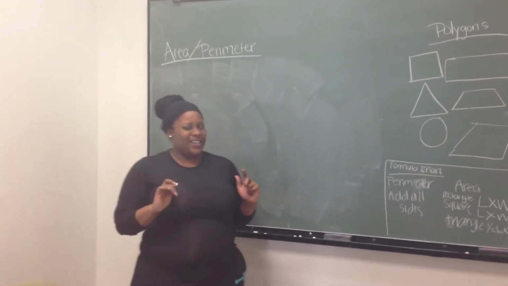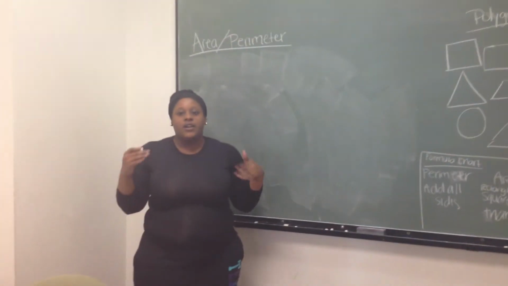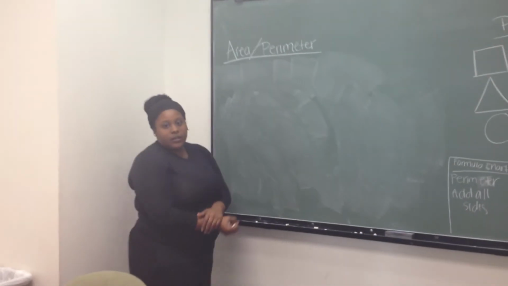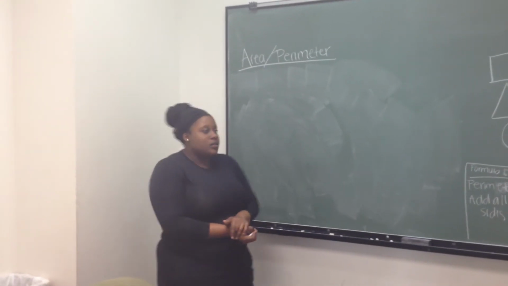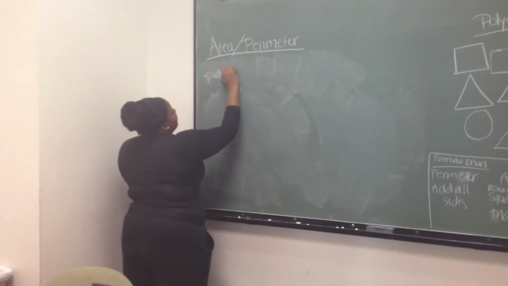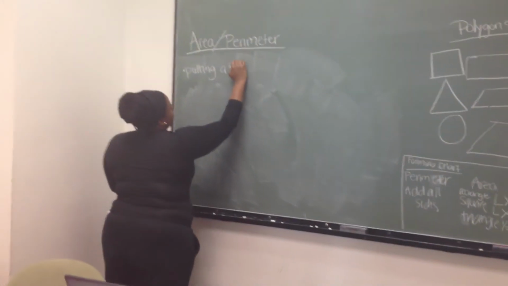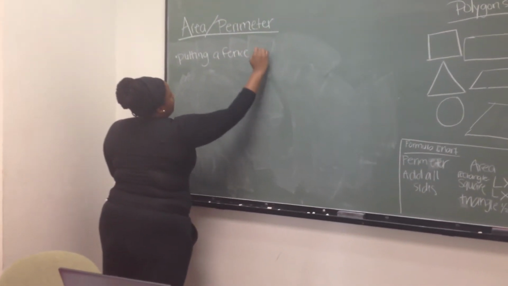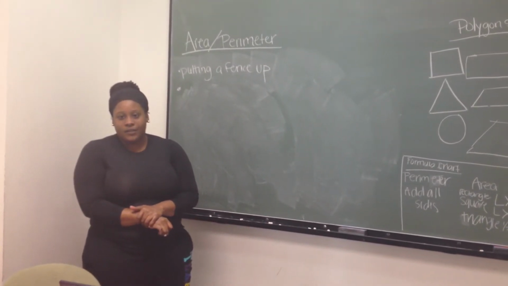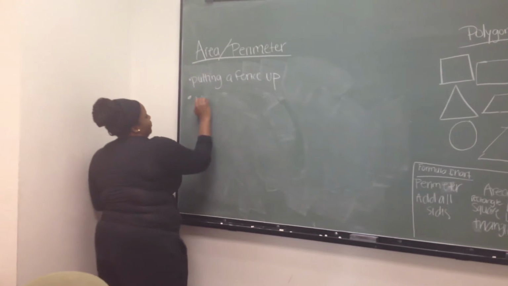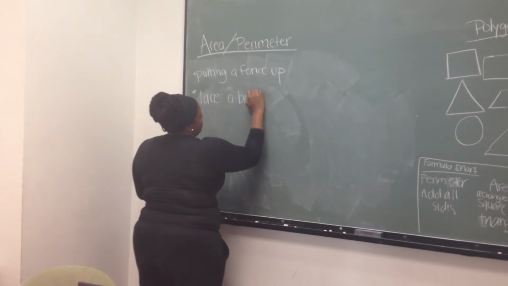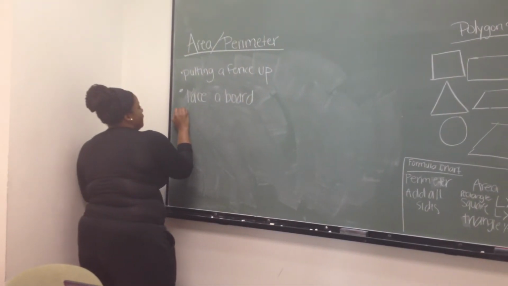Can anybody give me any example that you can think of how we can use perimeter and area in the real world? When you are putting a fence around a yard. Good job, putting a fence around the yard. Okay, give me 2 more. Laying a board. Laying a board, oh, that's a great idea. An example. And one final one.